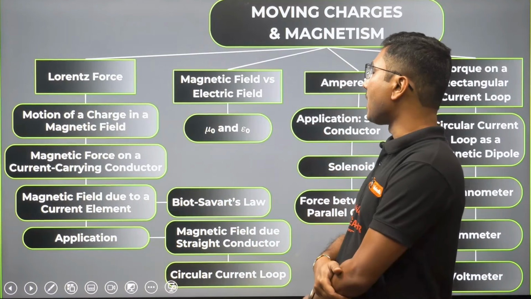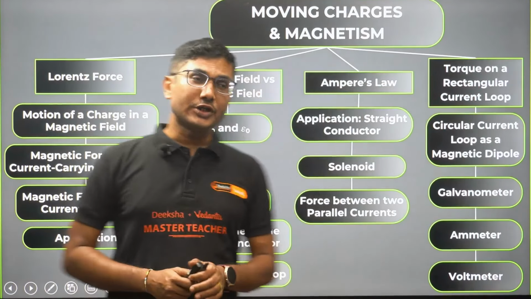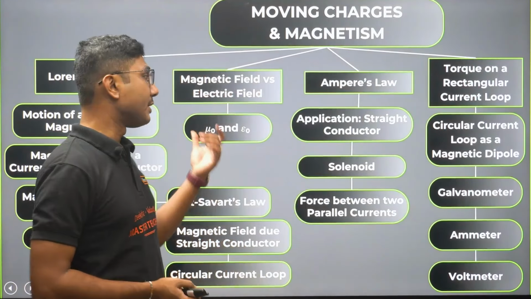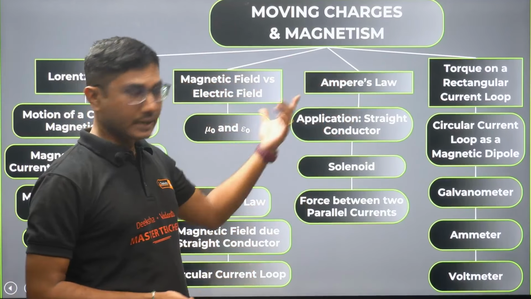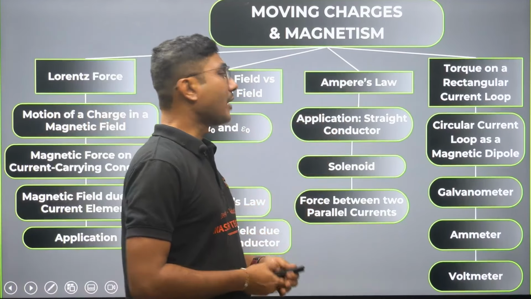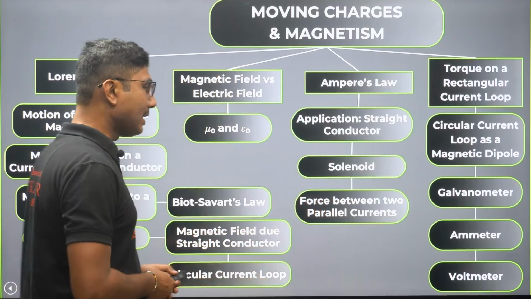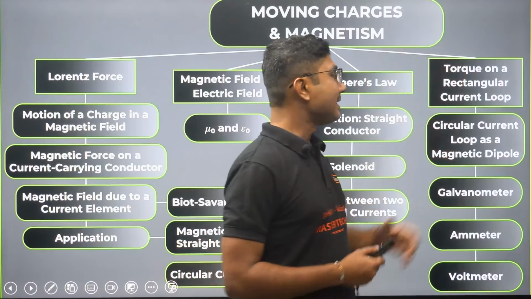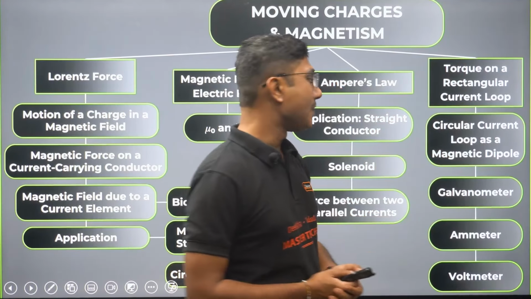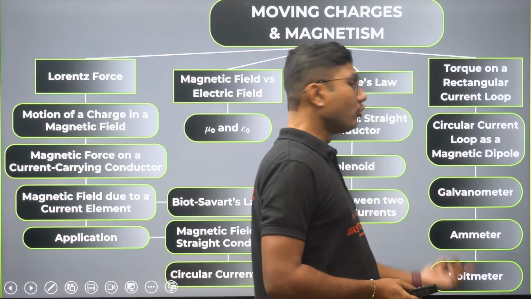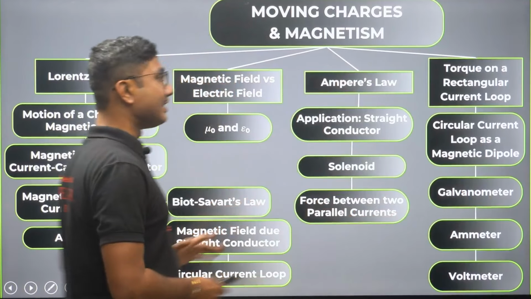Now in the other part we have magnetic field versus electric field comparison and the relationship between mu naught and epsilon naught, very important. In the third part we have Ampere's law, Ampere's circuital law basically. In the application part we have straight conductor, solenoid, and force between two parallel current carrying conductors. Last is torque on a rectangular current loop, circular current loop as a magnetic dipole, galvanometer, ammeter, voltmeter. So galvanometer to ammeter, galvanometer to voltmeter, everything is included in this chapter.